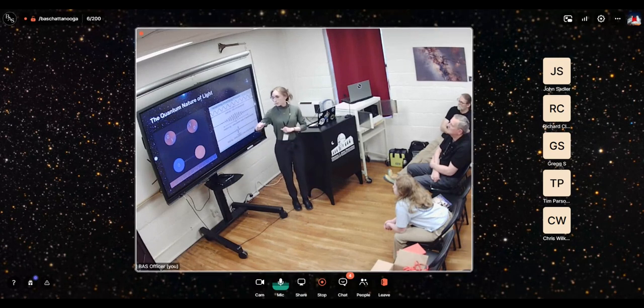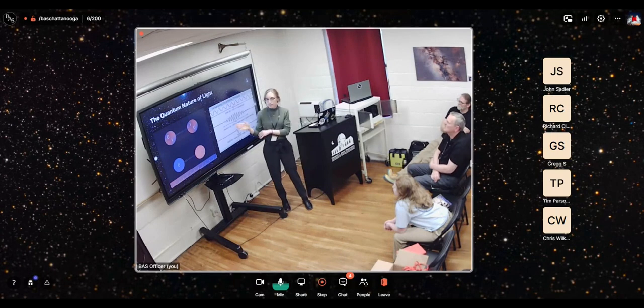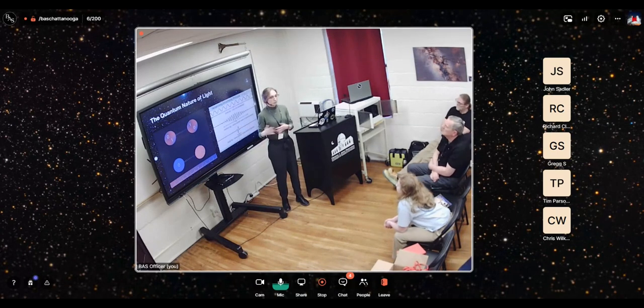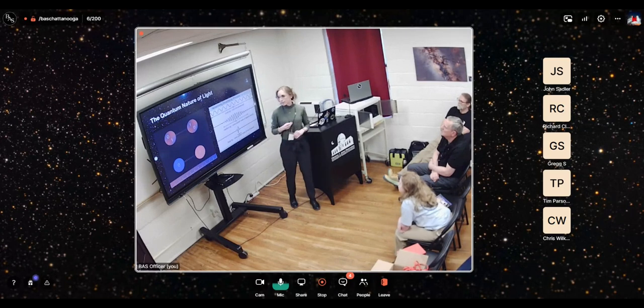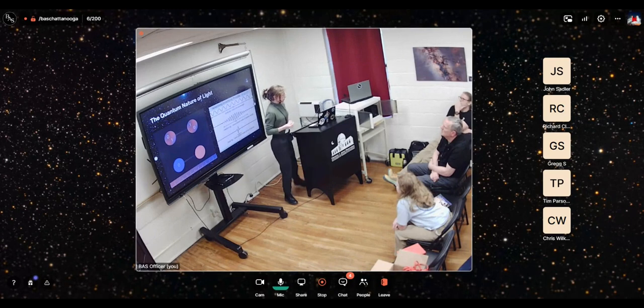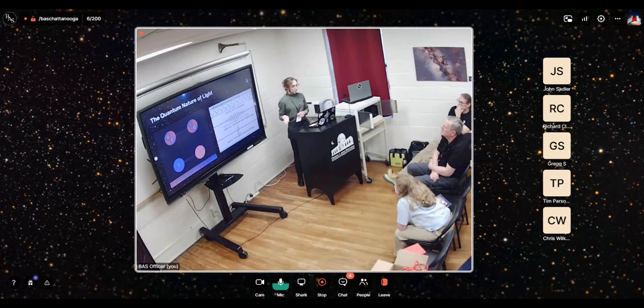So we use this at the Quantum Center as a big resource. We say that entanglement is a resource, and we can also use that in astronomy as well.